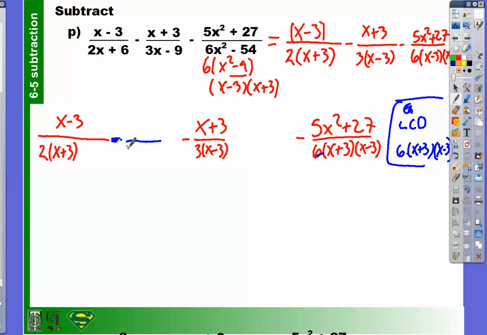So I noticed that I'm going to have to multiply 2 times 3 to get my 6. And I already have my x plus 3, so I need my x minus 3. So what I multiply the denominator by, I have to multiply the numerator by. So now let's look at my second fraction. What am I missing? What do I have to multiply 3 by to get 6? Well, I'm going to have to multiply it by 2. And so, this already has an x minus 3, so it needs an x plus 3.